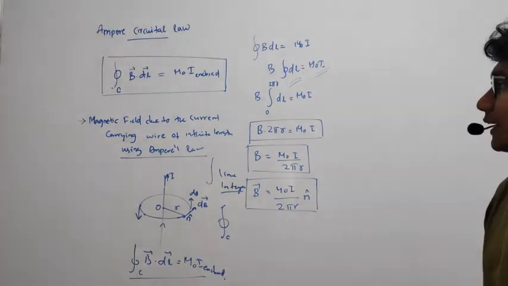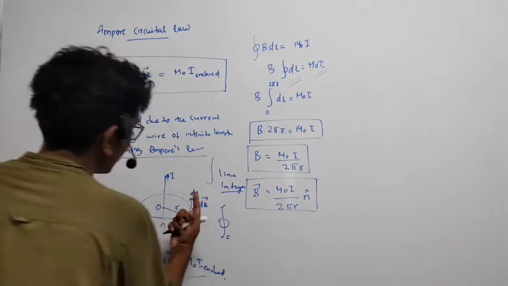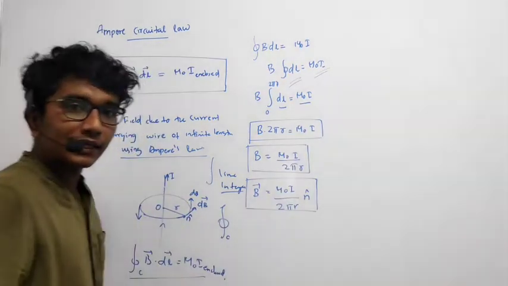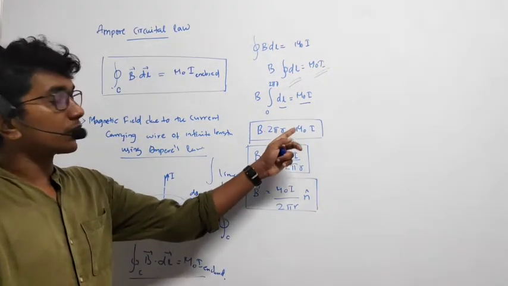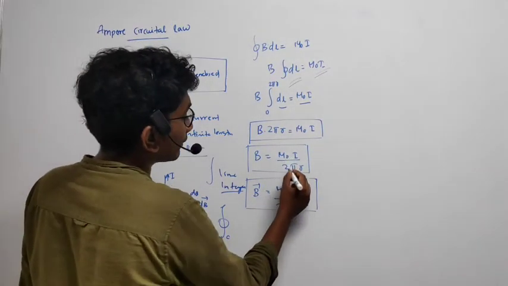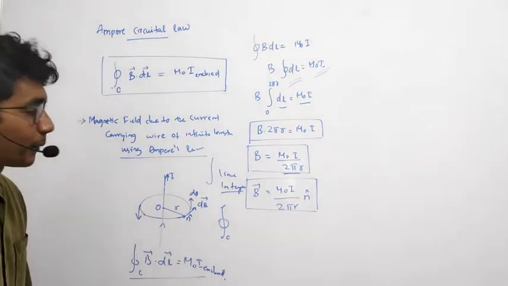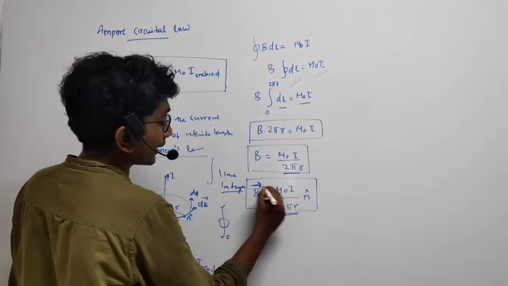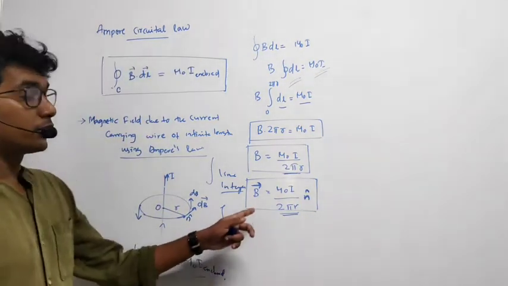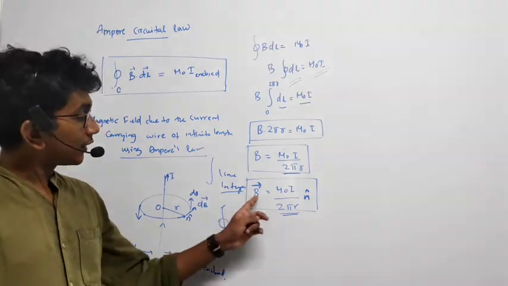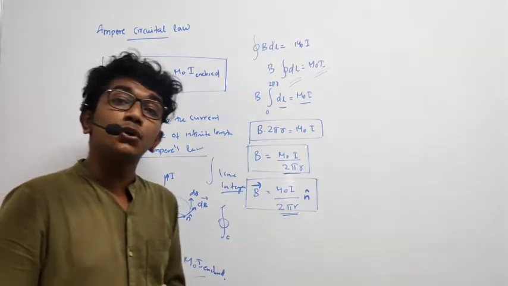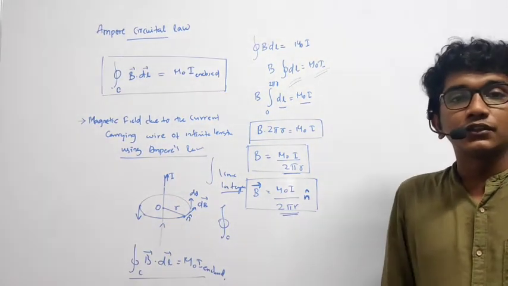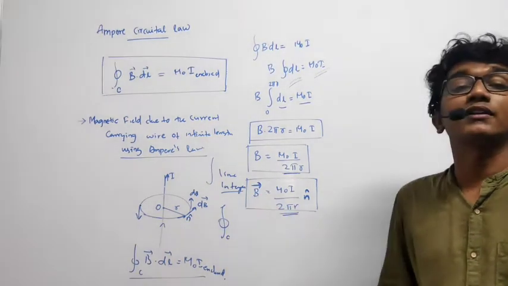And what is integral dl? Look at this, it is a circle with radius r, so integral dl from 0 to 2 pi r is equal to mu 0 I. So B into 2 pi r is equal to mu 0 I, so B is equal to mu 0 I divided by 2 pi r, in vector form into n cap. You can turn your page and check whether the magnetic field due to an infinitely long wire is this one or not. You would get surprised, this is the value.